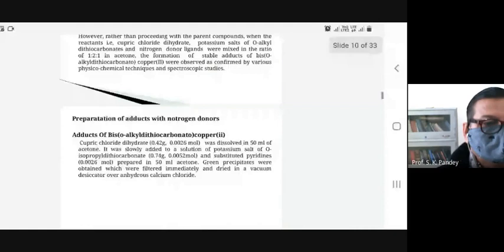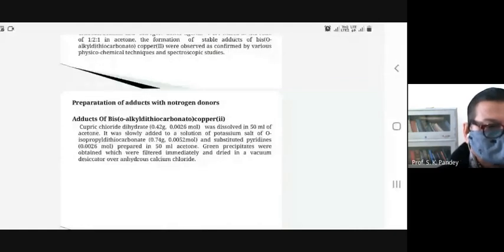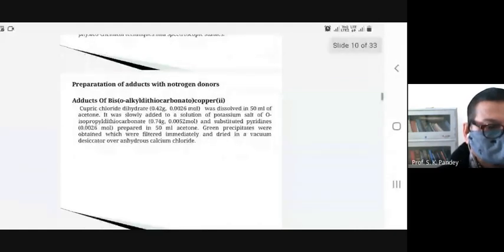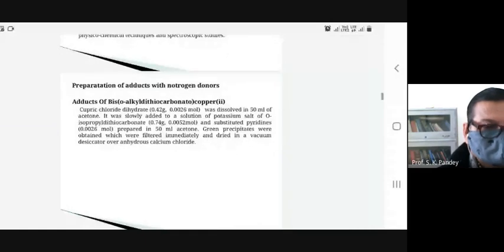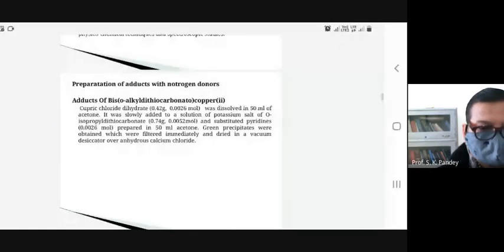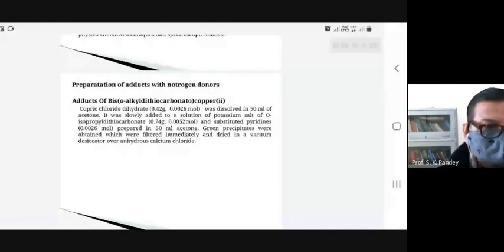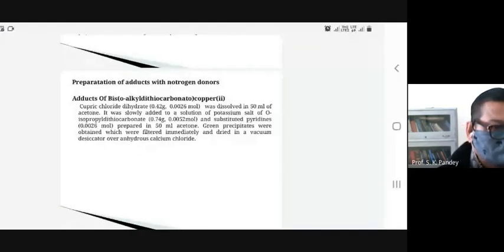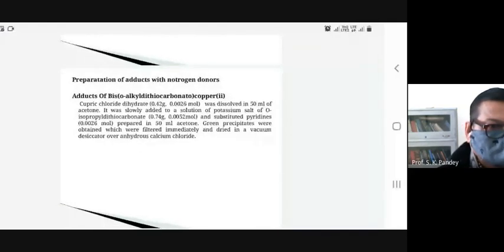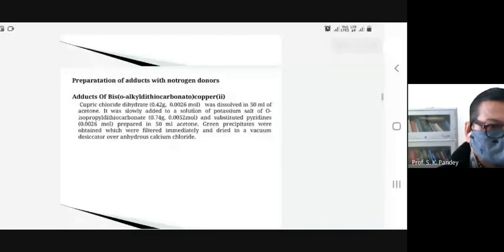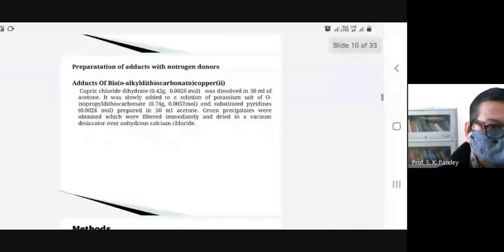Then, after the preparation of the parent compound, the adducts were prepared by dissolving the parent compound in acetone, followed by the addition of the nitrogen donor. All these complexes I have prepared. In this paper, I am presenting one series in which I have used 8 nitrogen donors.